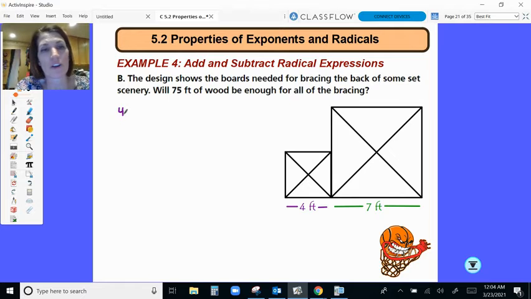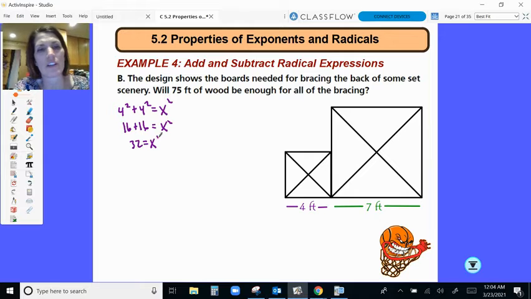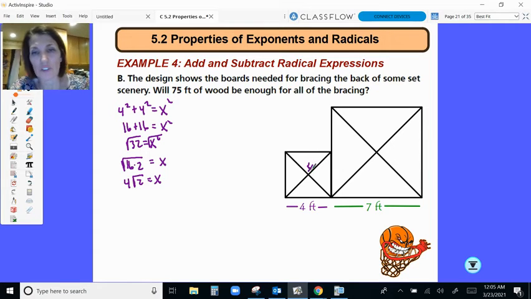So I know that 4 squared plus 4 squared is going to have to equal that x squared. That's going to be 16 plus 16 equals x squared. And so that's 32 equals x squared. Square root, which is 16 times 2, which gives me x. So it's going to be 4 square root of 2 equals my diagonal here. So that's going to be 4 square root of 2 on both of those diagonals.